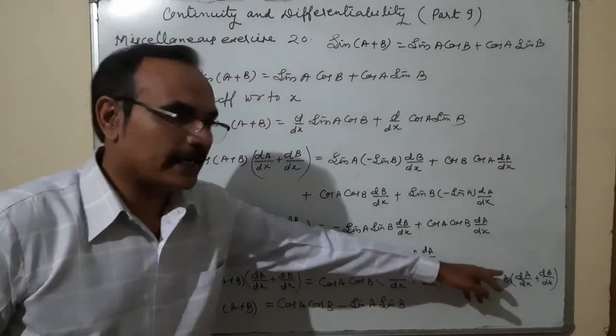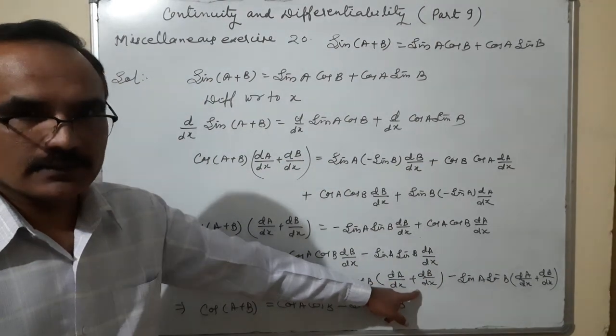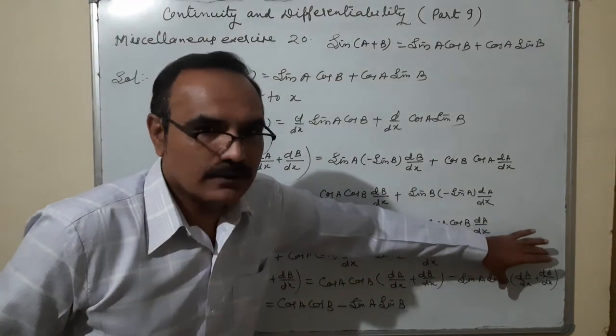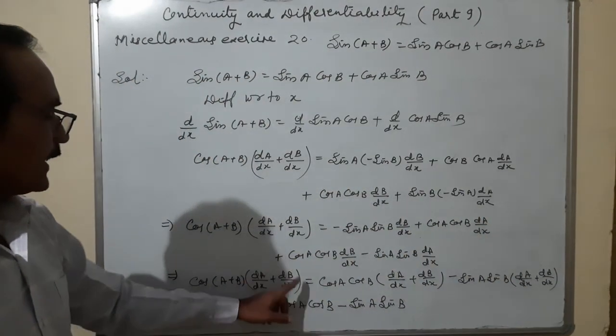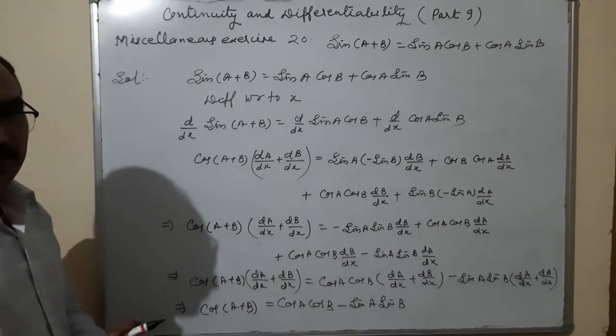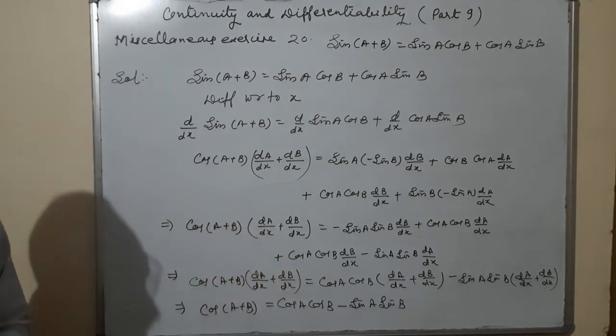What I have done here in the second last step: dA/dx plus dB/dx is common, and it is cancelled by the term on the other side. So that means this entire expression is free from dA/dx plus dB/dx. So this is the cosine formula.